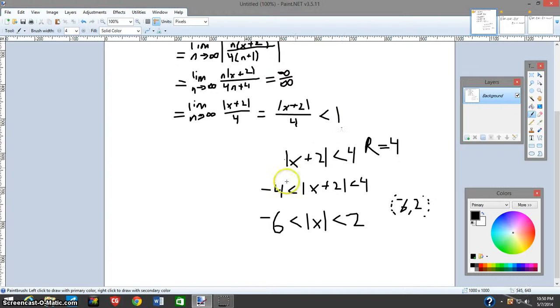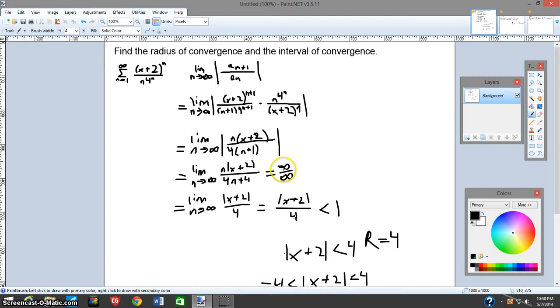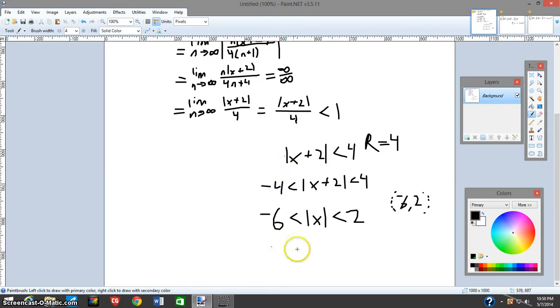Now we can conclude that our interval of convergence is negative 6 to 2, and they are divergent on both sides.